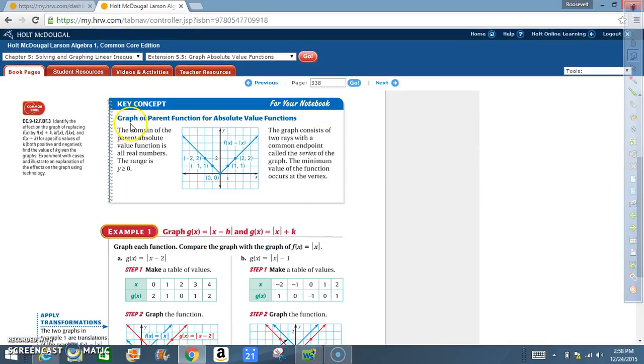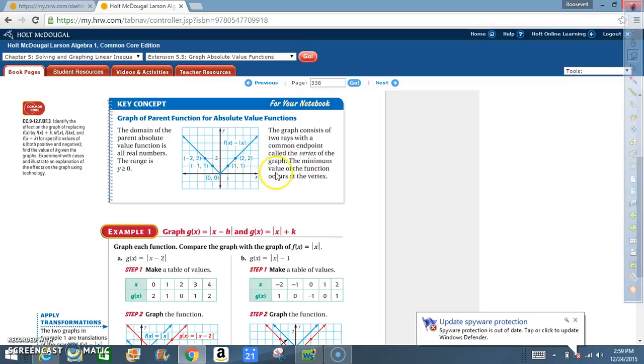Key concept: graph a parent function for absolute value functions. The domain of the parent absolute value function is all real numbers. The range is y is greater than or equal to 0. The graph consists of two rays. That's one ray, that's the other ray, with a common endpoint called the vertex. So right here is your vertex at 0, 0.